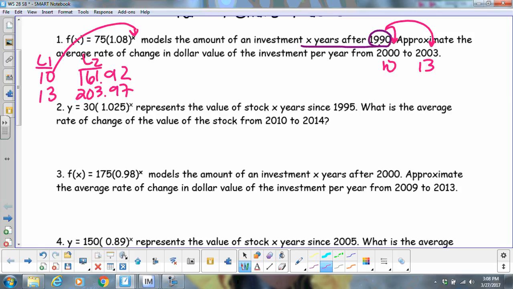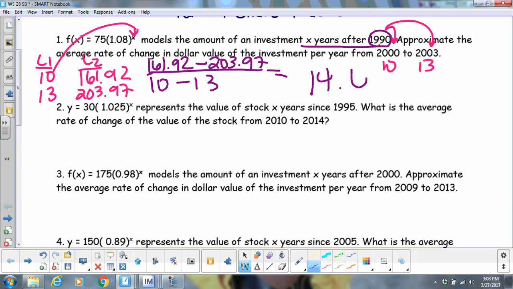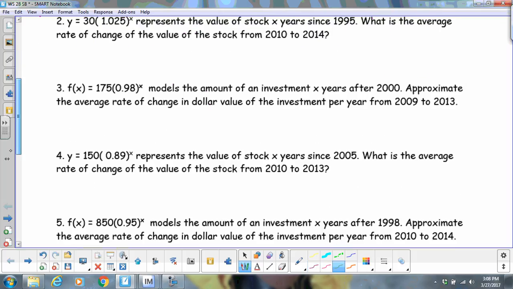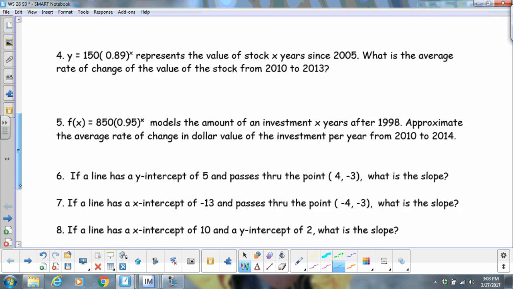So if you were doing this by hand, you could still say that it would be 161.92 minus 203.97 divided by 10 minus 13. You can still do it that way if you're doing it in the calculator. It would be stat, calc, 4, enter. And our answer is 14.02. Okay, so that's the same process you're going to use for number 2, number 3, number 4, and number 5.